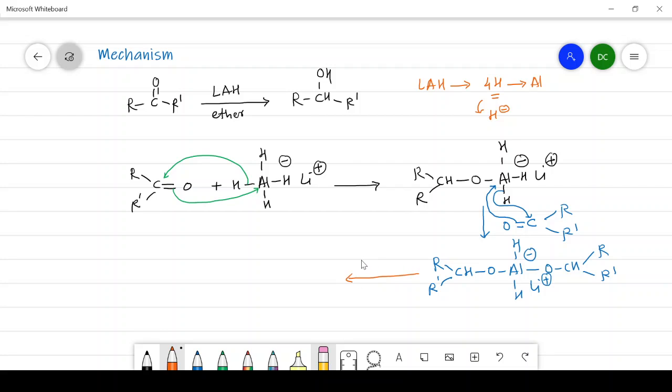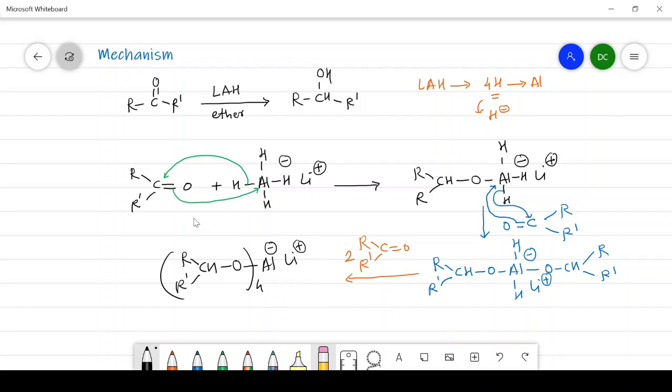Another two molecules of the ketone react with this compound. So I am directly writing here two molecules of the ketone, C=O with R', they are going to react with this two hydrogen and we are getting here R-CH-R', then O, here aluminum, and I will write here 4. It is having negative charge and lithium as a positive charge.